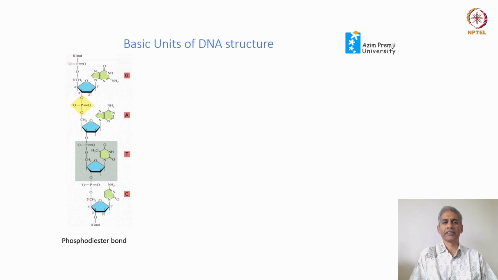So shown here is a nucleic acid chain, and it has three main components. You have a nitrogenous base, which is shown in green. You have a sugar, which is shown in blue. And you have a phosphate, which is shown in yellow.